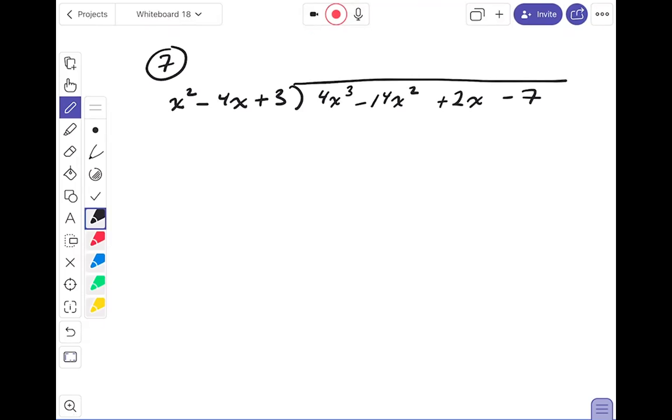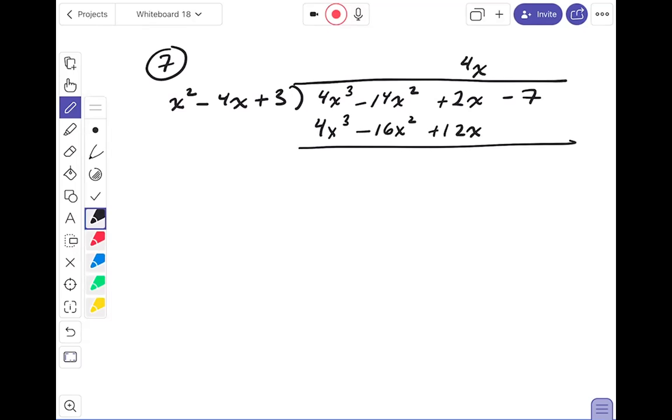Well, I'm looking at it. Again, it's a matching game. What times x squared matches this thing over here? Fairly simple. What's that going to be? Well, that would have to be 4x, right? And what do you get there? 4x cubed minus 16x squared. I'm using the distributive property of multiplication. And 4x times 3 is plus 12x.